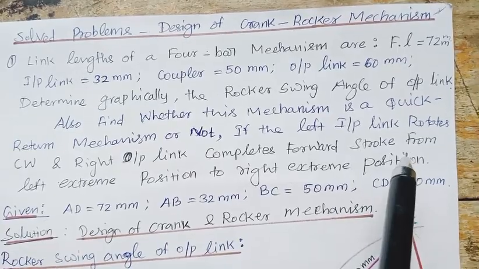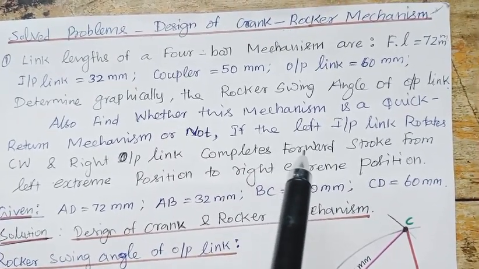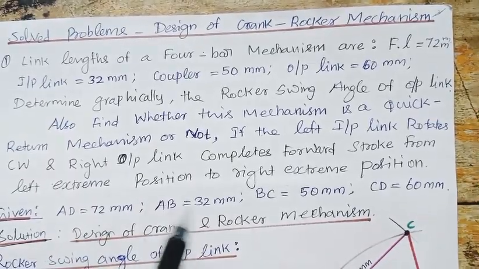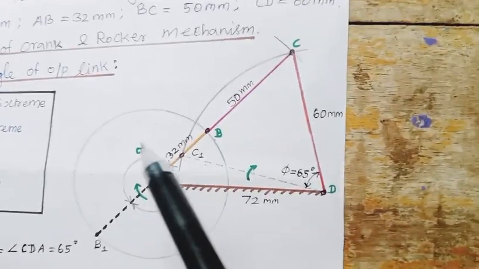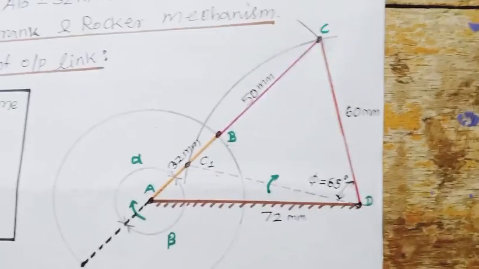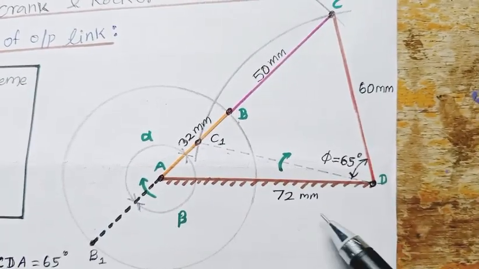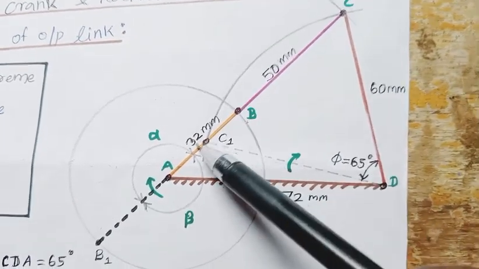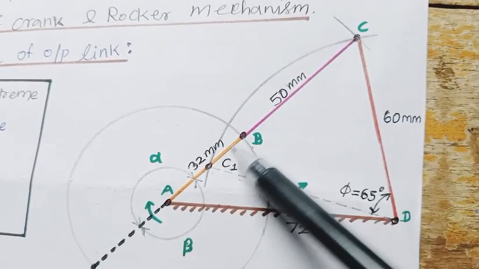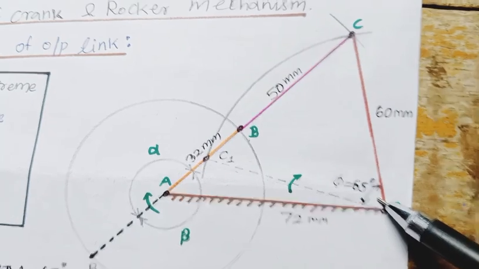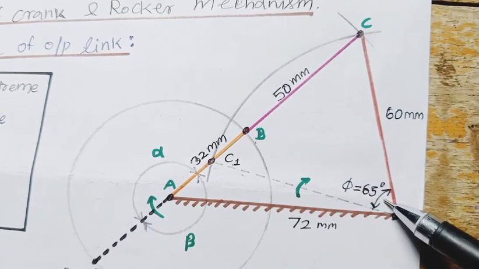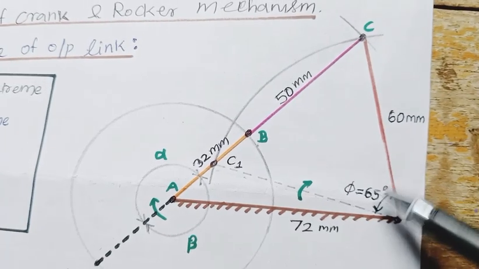If the left input link rotates clockwise and the right output link completes the forward stroke from left extreme position to right extreme position. Okay, first of all, the given mechanism is a crank rocker mechanism. So the fixed link is 72 mm, and A to B is the crank, B to C is the connecting rod, and C to D is the rocker. So what we have to find is this 65 degree only. This is the output rocker swing angle.